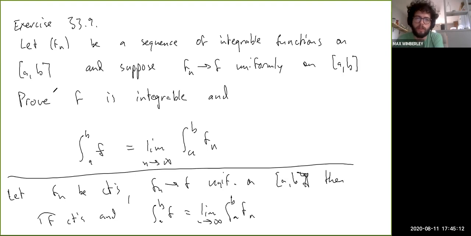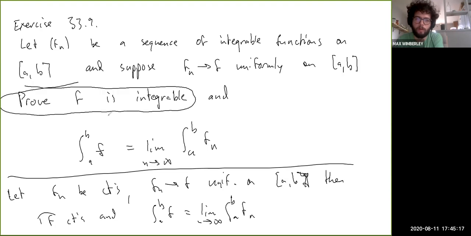But the most difficult part of this, the most substantial part of this entire problem is literally this part, proving F is integrable, because everything else follows by basically the same argument we used to prove this version of it. In this case, when we assumed that all the Fn were continuous, then because the convergence was uniform, that guaranteed that F itself was continuous, which in turn guarantees that F is integrable, right?